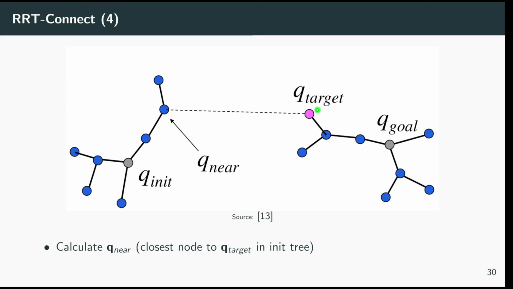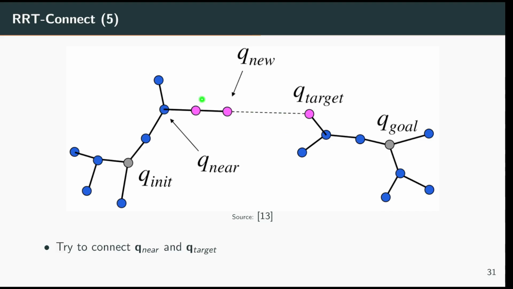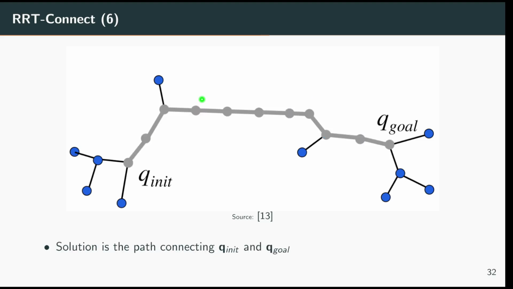And for that, we find the nearest node of that target one in the left tree, and then we just take these steps. And we can even take multiple steps if we want, or just one step depending on the implementation. And then once the two trees are connected, like in this case, then we have a solution that we can report. And you can imagine that especially in these kind of benchmark instances like narrow passages and so on, it is very beneficial to have a tree that solves from both sides.